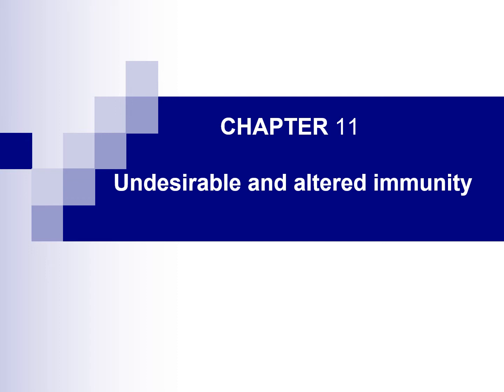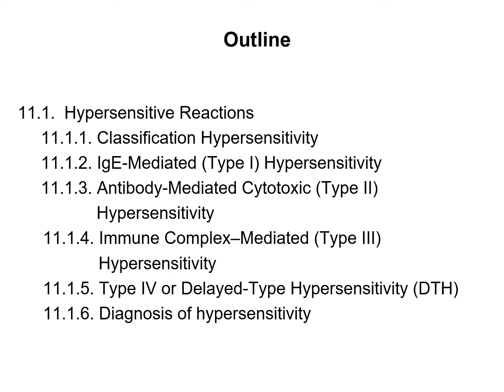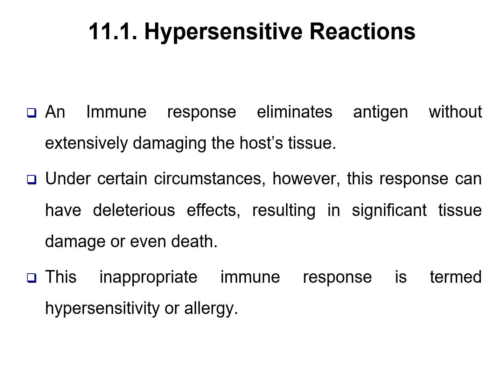The topic for today is undesirable and altered immunity. Normally, in the presence of an antigen, the body should be able to eliminate that antigen without causing any damage to the tissue host. However, there can be some deleterious effect that may result in tissue damage and it can actually be fatal. The term for this is called hypersensitivity or allergy.